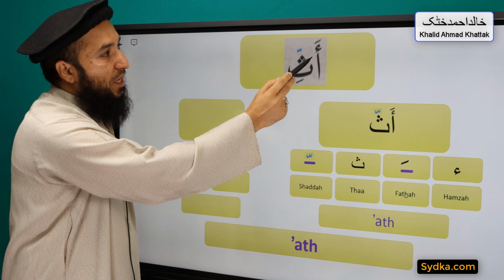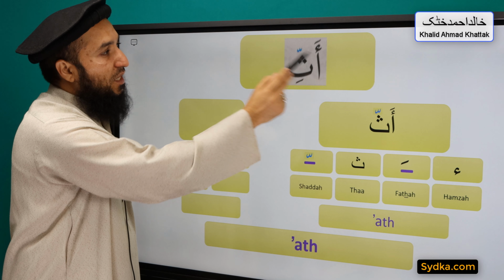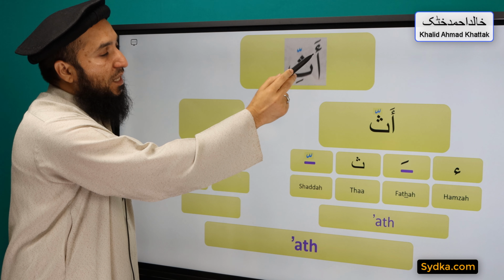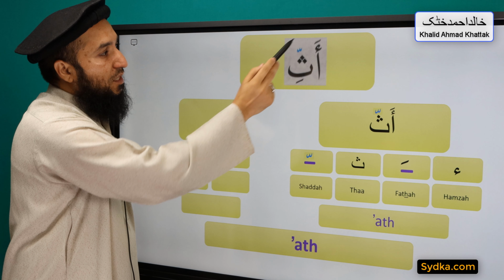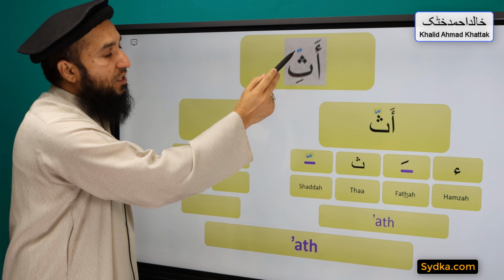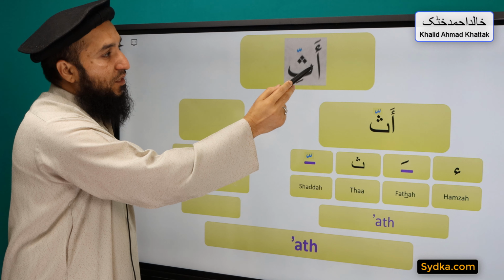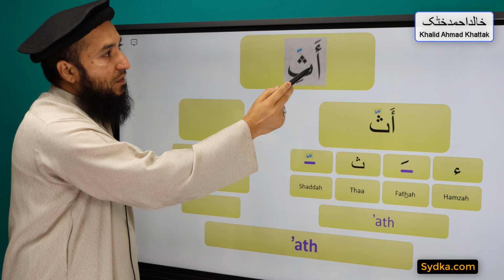The next word we have is athi, and it can be divided into two syllables. The first syllable we have is hamza, fatha, tha, shadda, ath. Hamza is a light letter, it has fatha on top of it. It is followed by tha, tha has a shadda. This alif is silent and it is used as a chair for hamza.